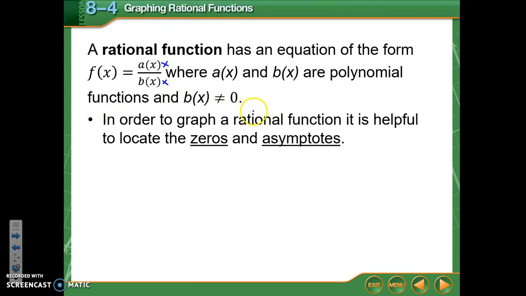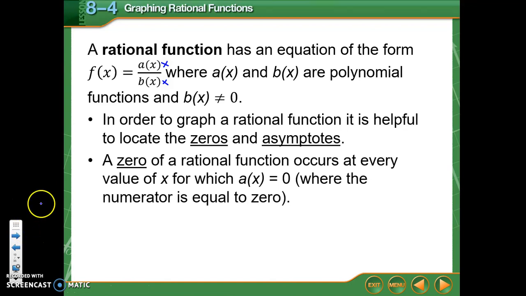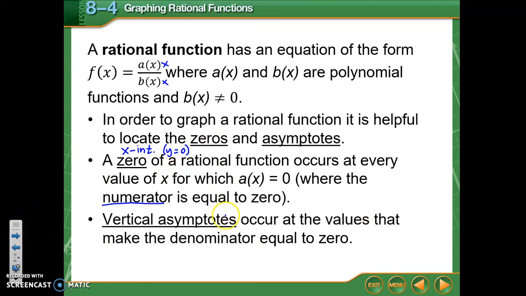If I want to graph a rational function, there are 2 things I usually want to find, the zeros and the asymptotes. And then from there, it will tell me where I can plug in x's into my table of values. The 0, remember, is the same as the x-intercept. It's the point where y equals 0. The 0 of a rational function happens where a of x, the numerator, is equal to 0. So to find the zeros of a rational function, we set the numerator equal to 0. Vertical asymptotes happen where the denominator is equal to 0.